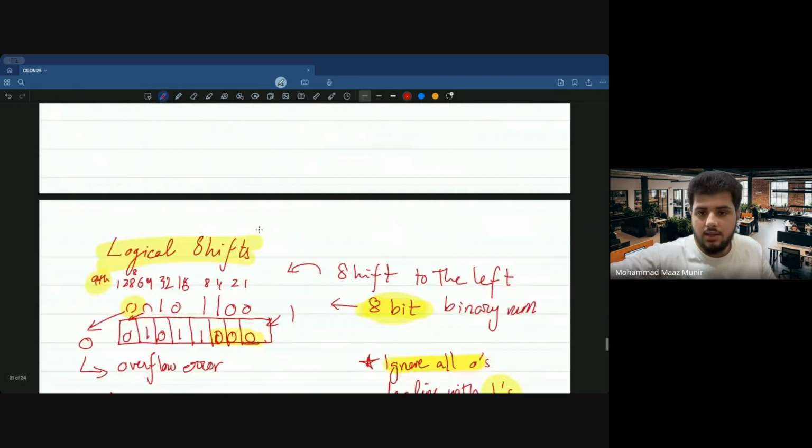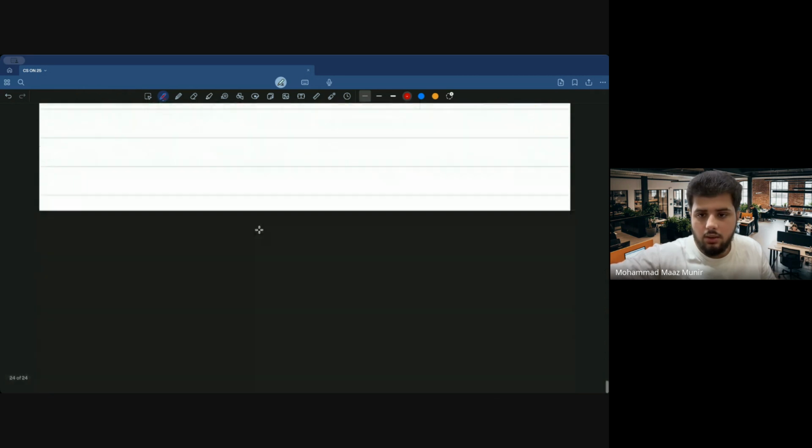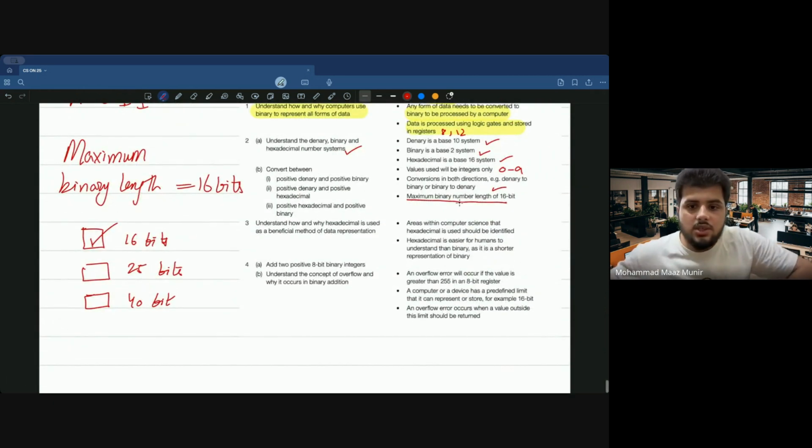And फिर इसके बाद let's go down quickly. Then areas within computer science that hexadecimal is used should be identified. We already saw where do we use hexadecimal. We discussed MAC address, IP address, we discussed error codes, we discussed the color codes in HTML languages.